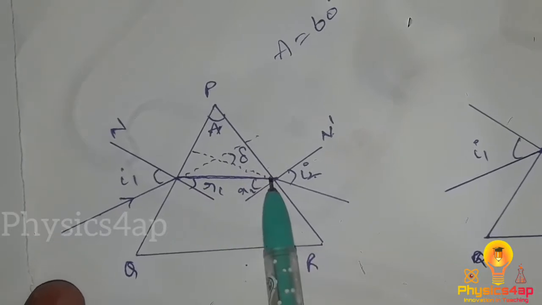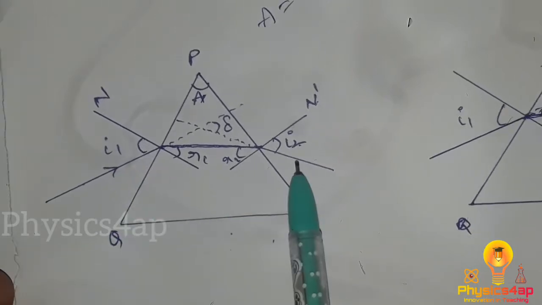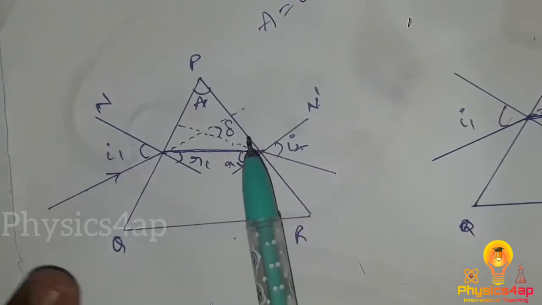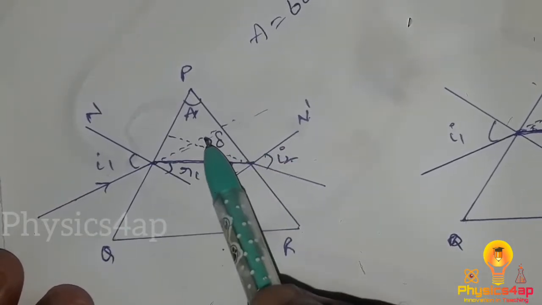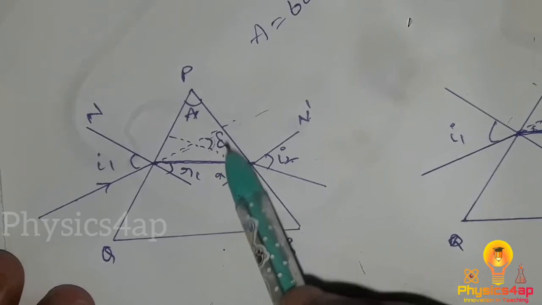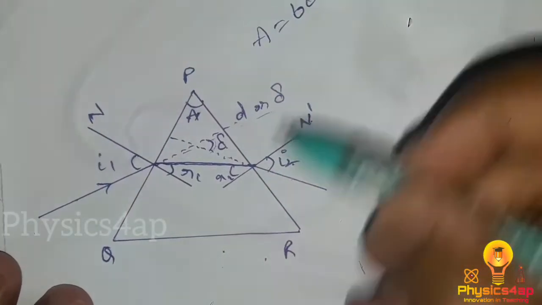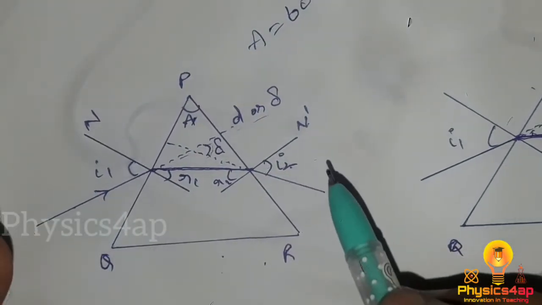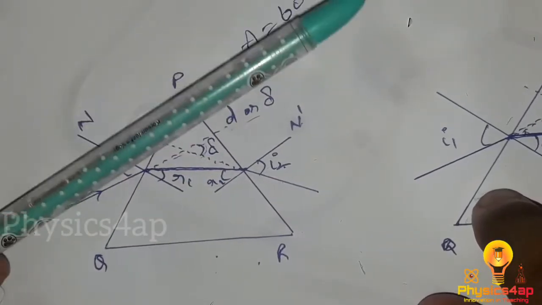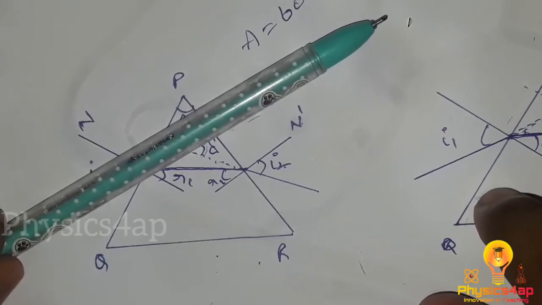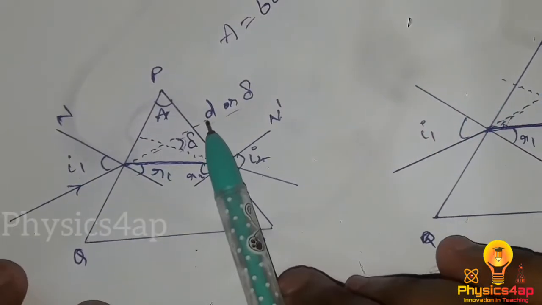Here the refracted ray is not parallel to the QR, so in this case I1 and I2 will not be the same, they will be different. And when we extend the incident ray and the emergent ray, we get an angle which is called the angle of deviation. We denote it as small d, or delta. So small d is nothing but the angle of deviation, that is, how much angle it has been deviated. For example, this is the incident ray; for how much angle it has been deviated, that angle we call D.